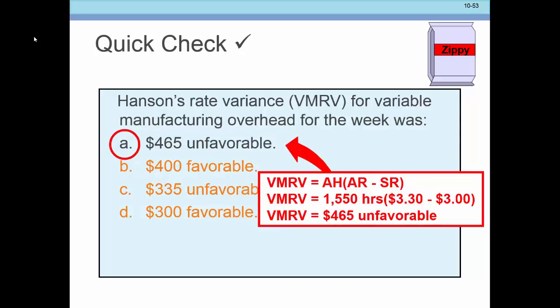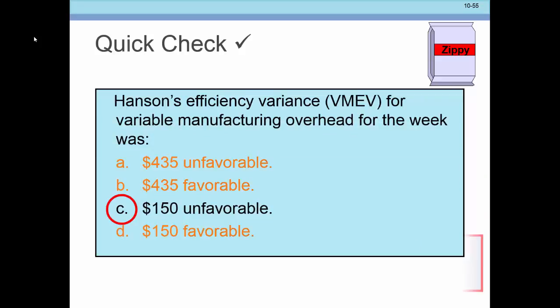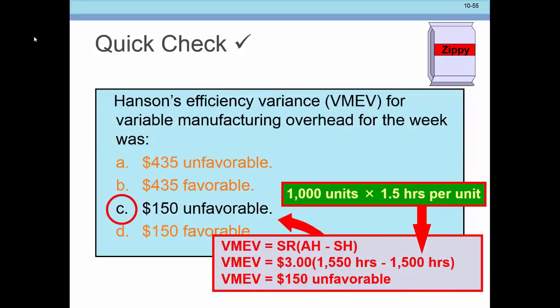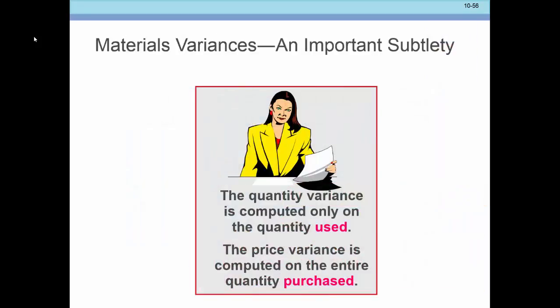$465 negative, that must be what? My rate variance? My price variance is going to be what? The negative 150 that we calculated? Right? Okay, now, this is a subtle but important difference, okay?